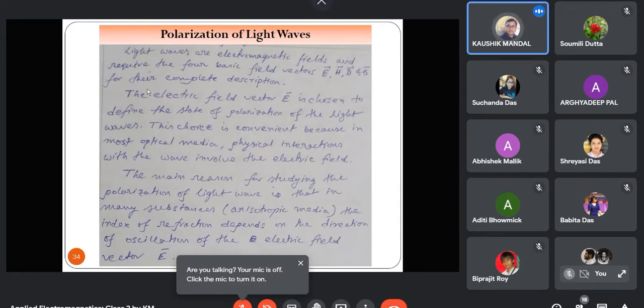So the next question is why we need to know the polarization of the electromagnetic wave. What is the significance of the polarization of EM wave? Why do we have to know the polarization state?